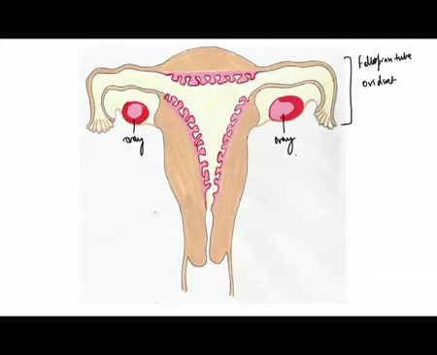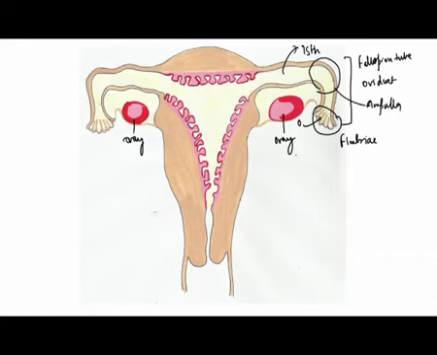Ova is formed in the ovary, and the ova is trapped by this finger-like projection at the beginning of the oviduct. This finger-like projection is called the fimbriae, and the fimbriae is continued into another curved area called the ampulla, and the ampulla is continued into another area which is called the isthmus. So, the isthmus, ampulla and fimbriae are collectively the parts associated with the fallopian tube. The isthmus is then continued into the uterus.